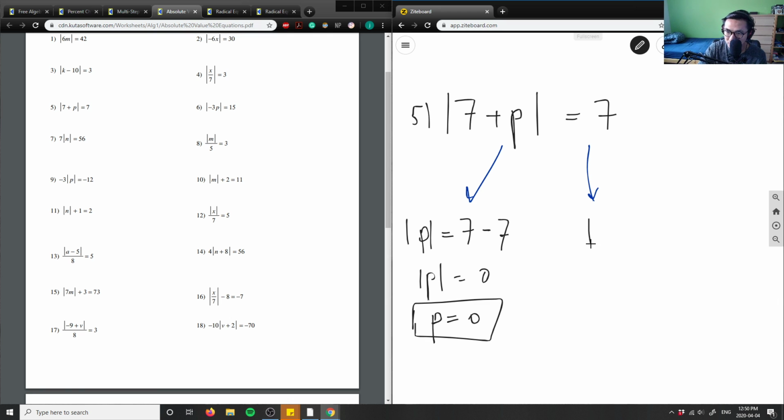My second solution, I have the absolute value of p equals 7 here. And what I'm going to do is add 7 to both sides. I'm doing the same operation on both sides because of this absolute value bar. 7 plus 7 here in this case. So the absolute value of p equals 14, right?